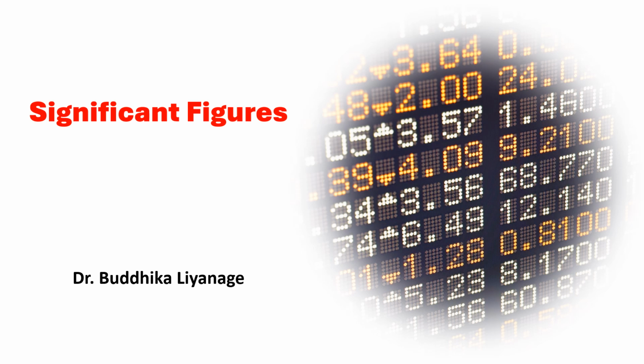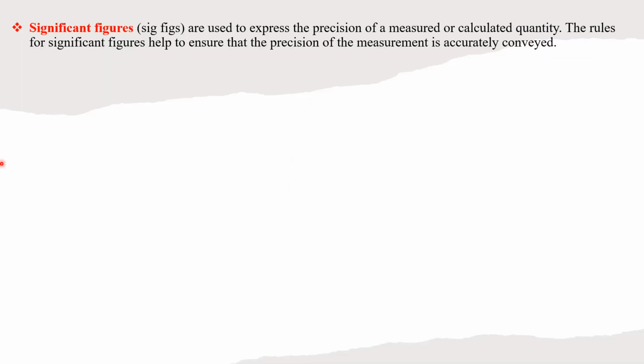So today I'm going to talk about significant figures. Let's find out what the significant figure rules are, with some examples. Significant figures are used to express the precision of a measured or calculated quantity. The rules for significant figures help to ensure that the precision of the measurement is accurately reported in scientific documentation or in the given question.